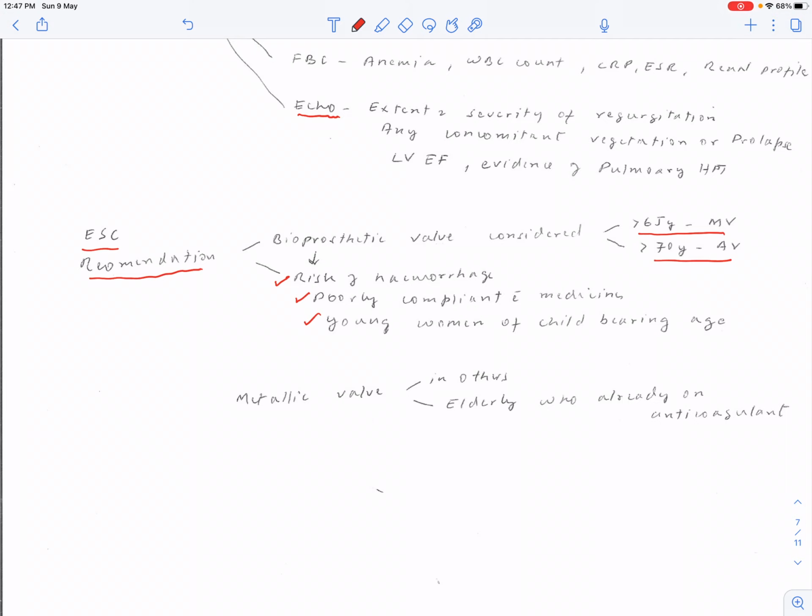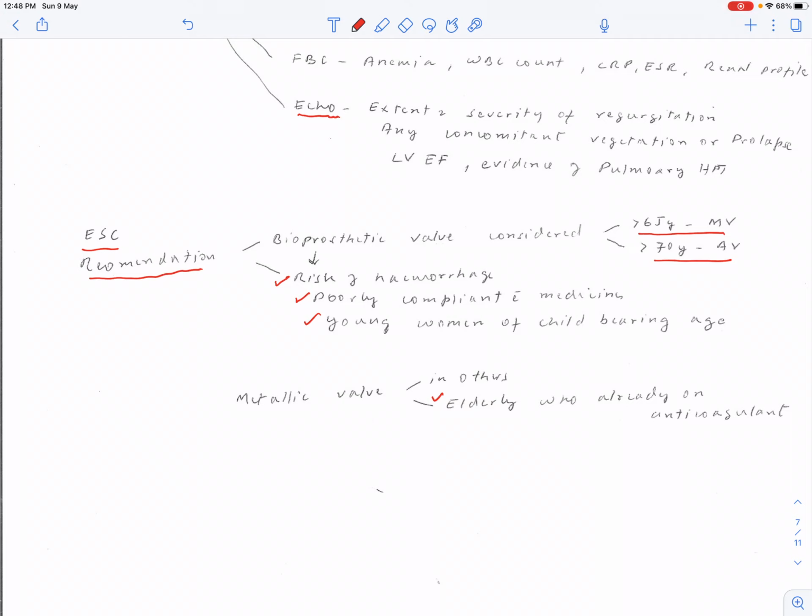Because we know that there are different types of valves, whether we want to use a bioprosthetic valve or replace with a metallic valve, these are very common questions in valvular heart diseases. A metallic valve we usually consider in others, and obviously in the elderly who are already on anticoagulants. In that case we will consider replacing the valve with a metallic valve.